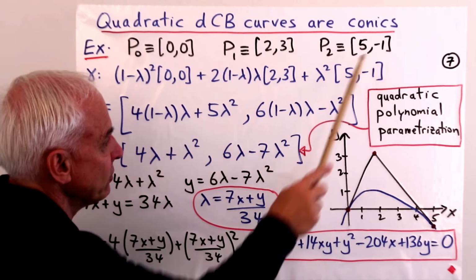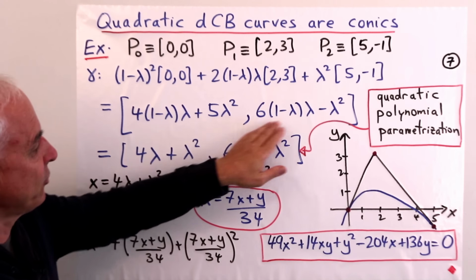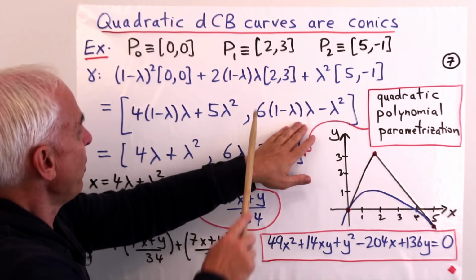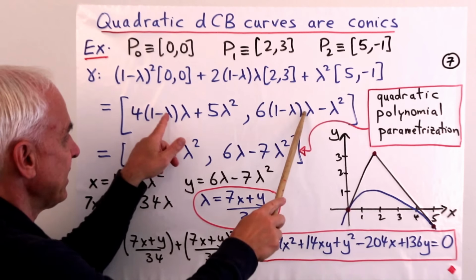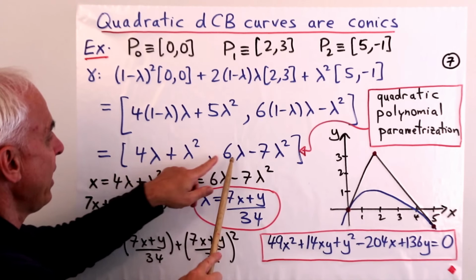Now we can combine all of these things into a single expression. We just look at the various x and y coordinates there. We get 4 times 1 minus lambda, lambda from here. There's 0 contribution from the first term. And then 4 times this for the first term there, and another 5 lambda squared also contributing. And in terms of the second coordinate, we get a 6 times 1 minus lambda, lambda from here, and a minus lambda squared there. And then these things simplify to just 4 lambda plus lambda squared and 6 lambda minus 7 lambda squared. So this is a direct expression of the curve in terms of a parameter lambda.